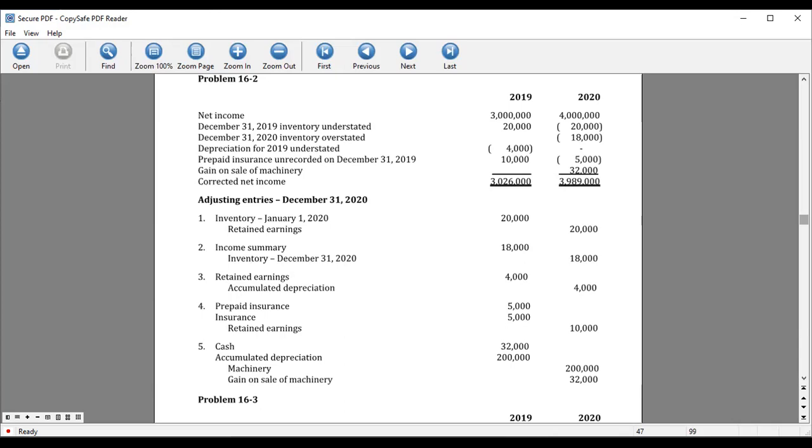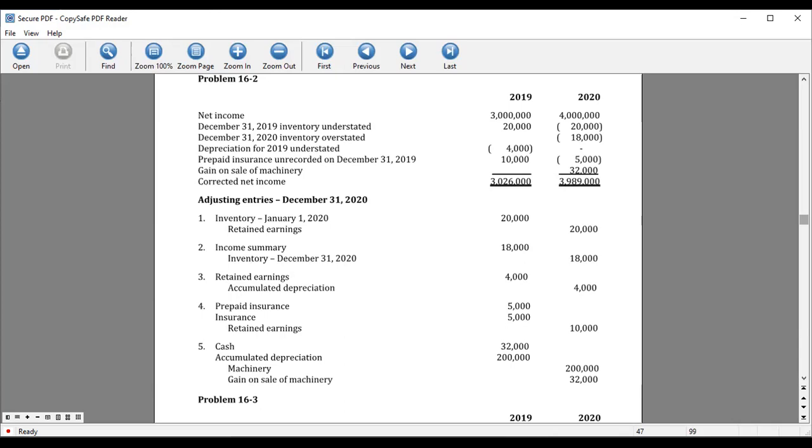Then we now debit to income summary for 2020. It was only in 2019 that we already have the books closed, so we credit back to retained earnings. Whereas in number 2, we debit to income summary by 18,000 and credit to inventory because the inventory was overstated by 18,000.